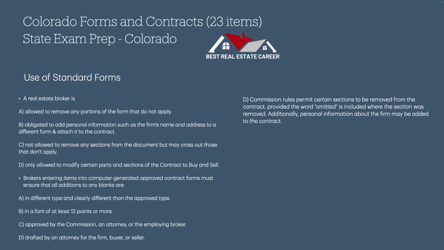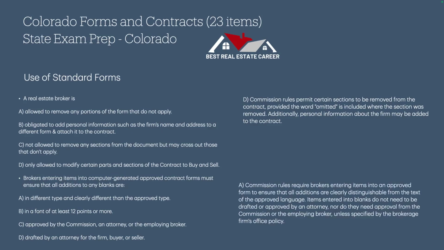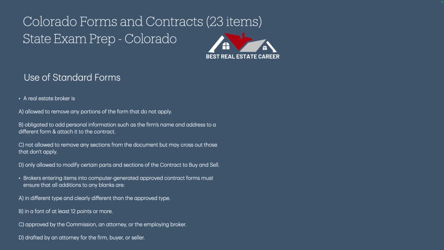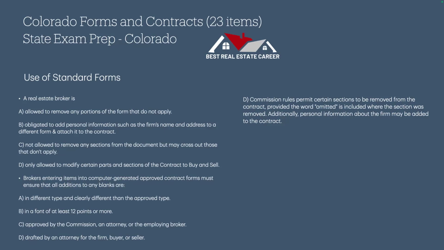And it says word omitted. So if we're removing something from the contract, it will actually tell us that we're allowed to remove it first and foremost, and it will actually say omitted, non-applicable. It will put it there and say this section has been removed as omitted, not applicable to the transaction.